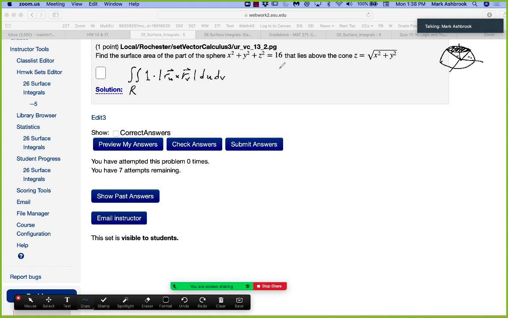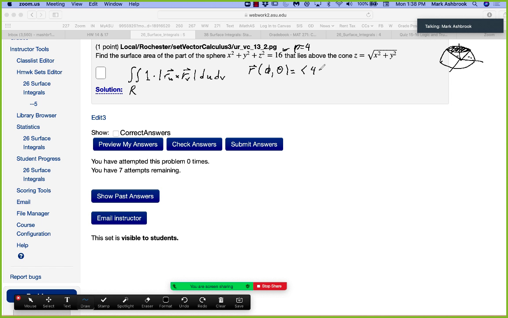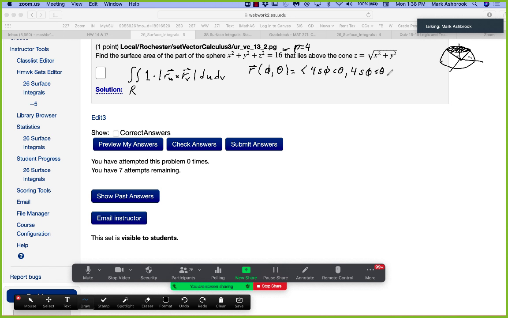So how do we parameterize a sphere of radius 4? What two parameters are we going to choose? Phi and theta. And we got a radius of 4, which is rho, right? Rho equals 4. So we'll have what? 4 cosine theta sine phi, 4 sine phi sine theta, and then 4 cosine phi.